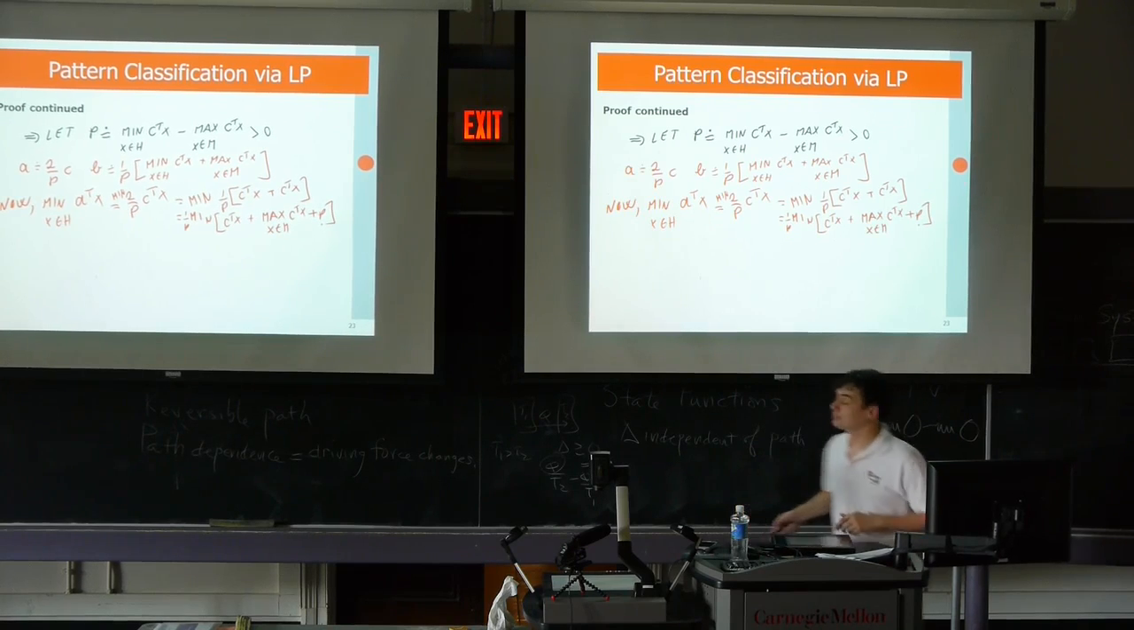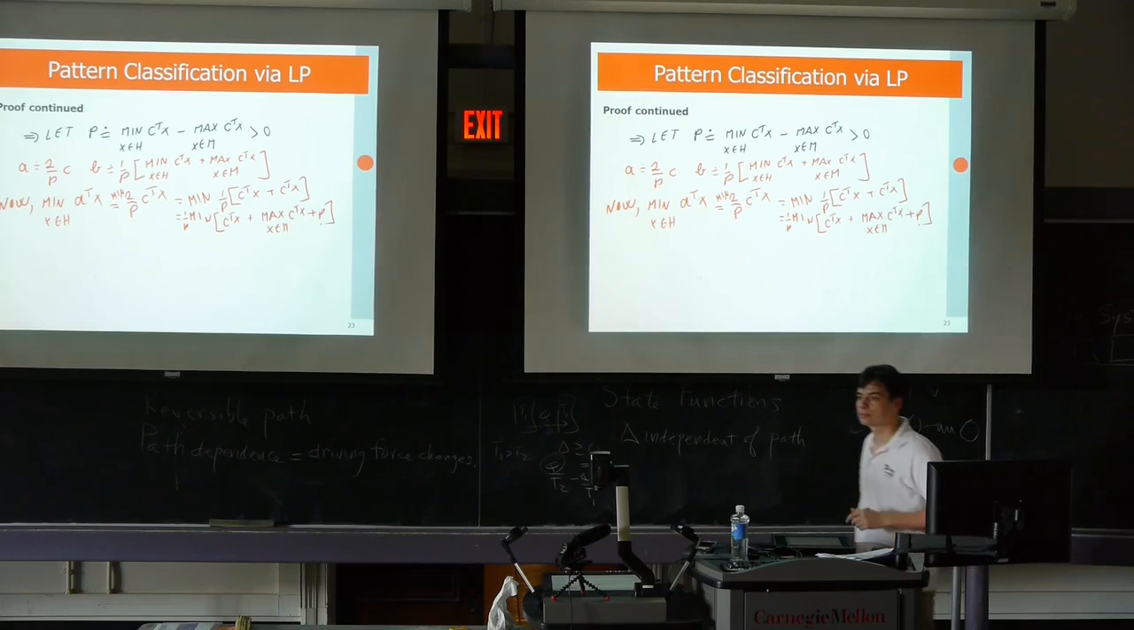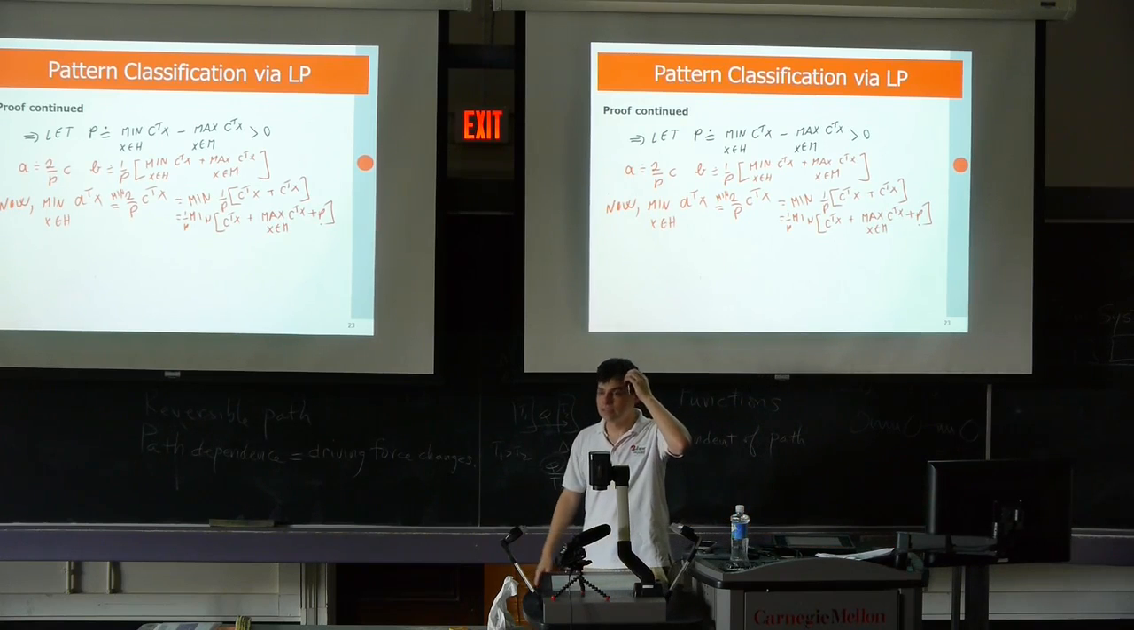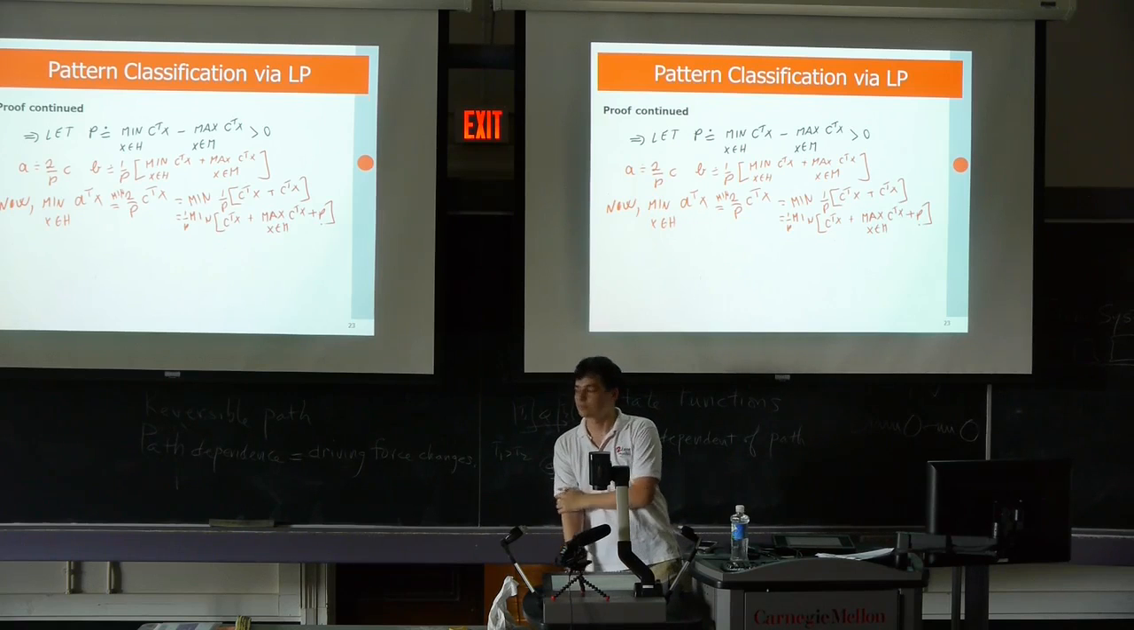Do you follow me? What I did? So we started with minimum of A transpose X, X is in H, and I just used the definition of A, which was 2 over P times C. I put that here, and I have these two. I just rewrite this as minimum of 1 over P times C transpose X plus C transpose X, and for this second C transpose X, I used the definition of P, which was defined here. So this is maximum of C transpose X plus P. Is it clear? Good.